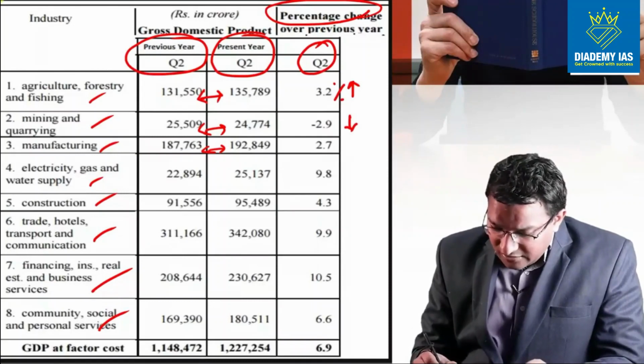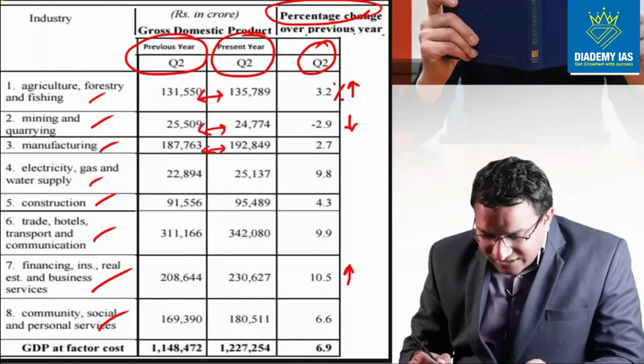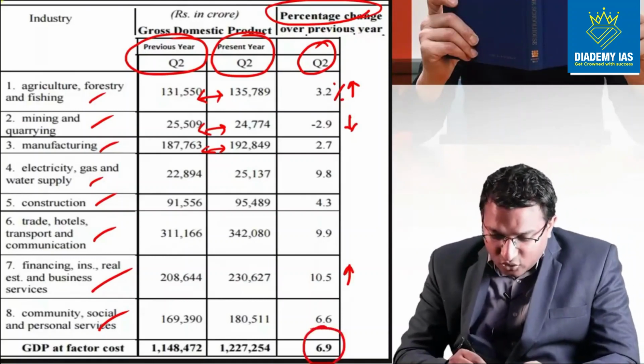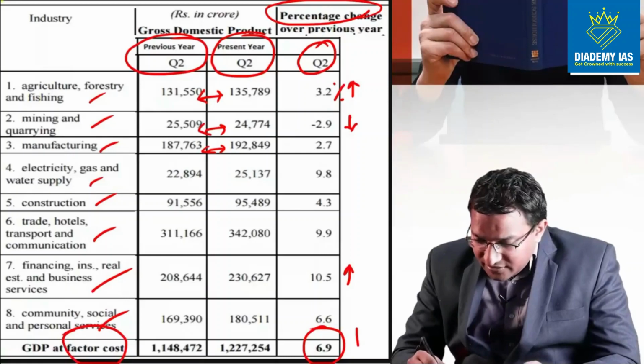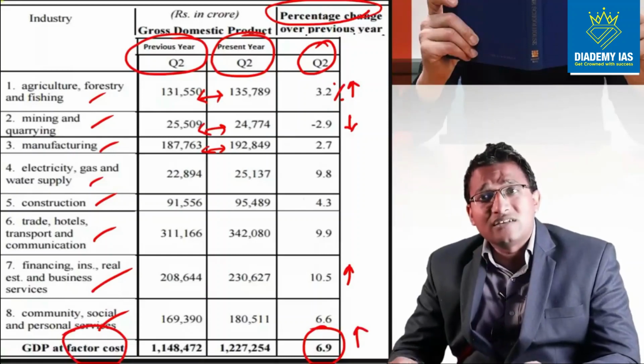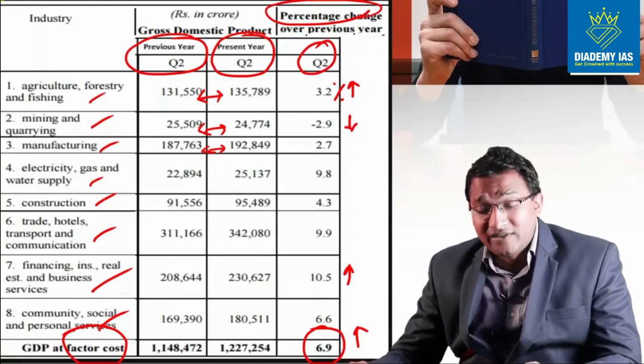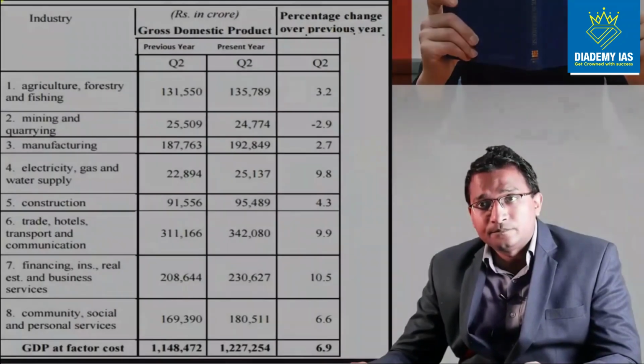And so on. Here the maximum growth is in financing, insurance, real estate and business services, and overall growth is GDP at the factor cost, 6.9%, right? So this is the overall growth. This is how we calculate the economic growth rate with the help of the factor method.